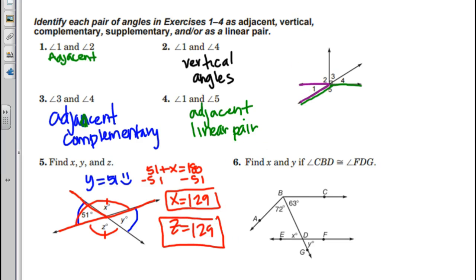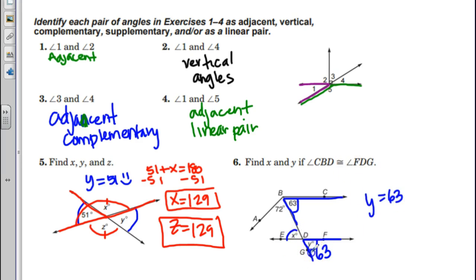All right, last one, guys. Find X and Y. If CBD and FDG are congruent, so I have this one and this one. Those are equal in measure. So those are 63 degrees. So that makes this one 63. And so Y equals 63, but look at X.